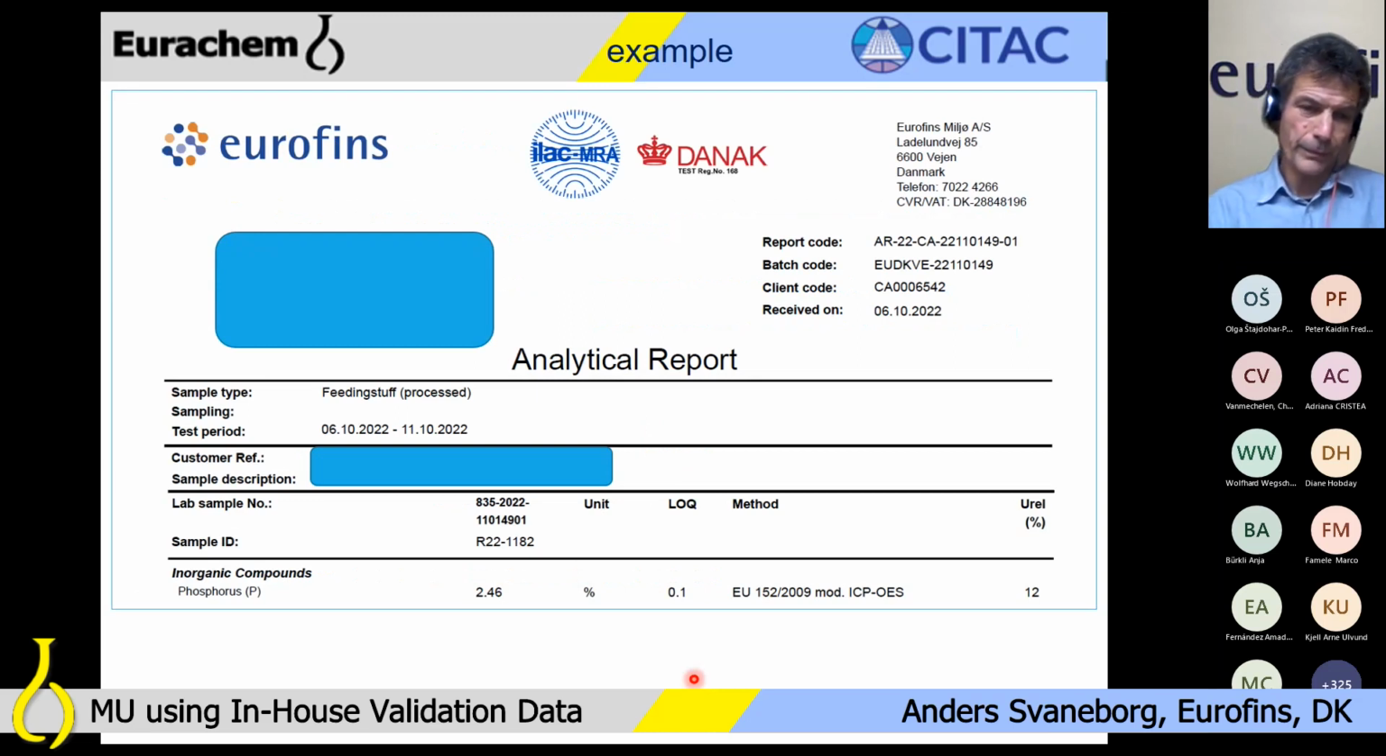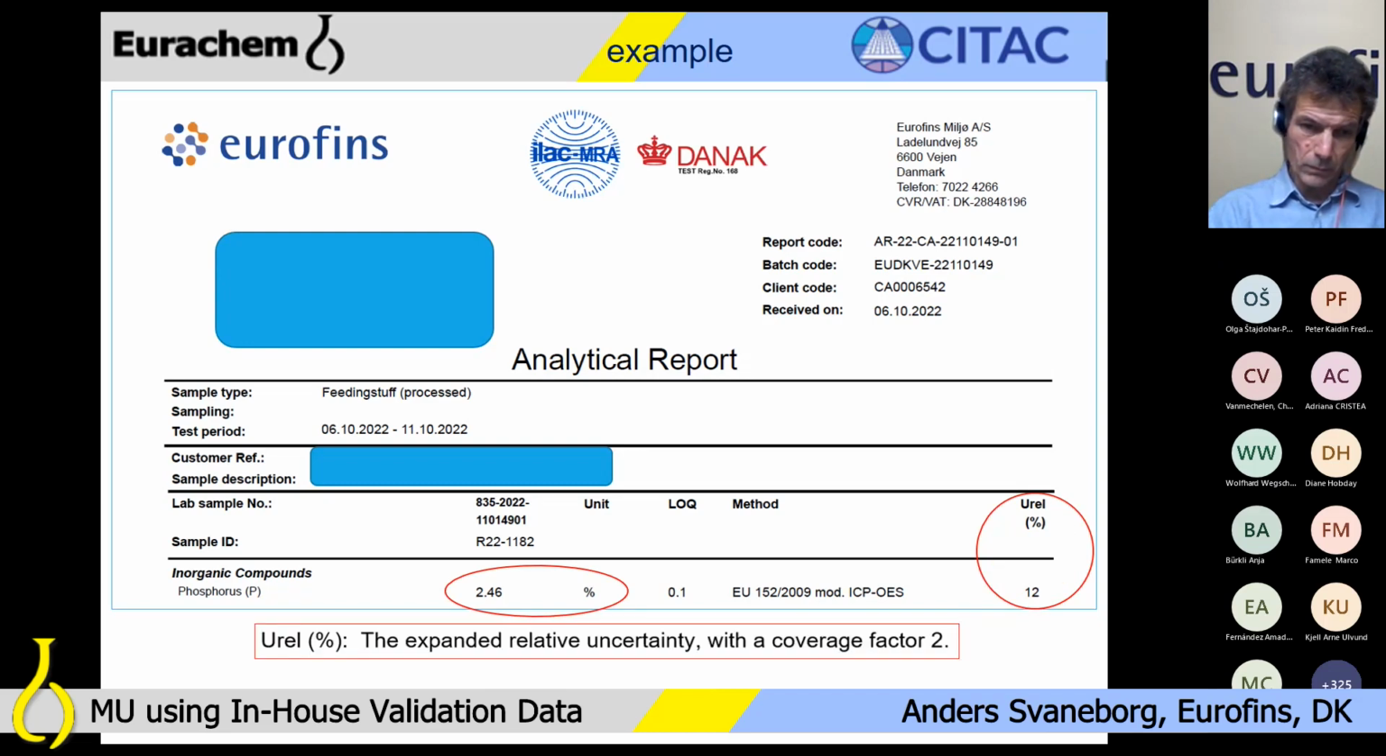This is a copy of a certificate from our laboratory. Of course, I cannot show the customer, but it doesn't matter here. So here is a result, 2.46% of phosphorus. And we have an LOQ value and a method reference, and then we have the uncertainty here, 12%. And that is the expanded uncertainty on normal to high range. And the relative uncertainty is with a coverage factor of 2.